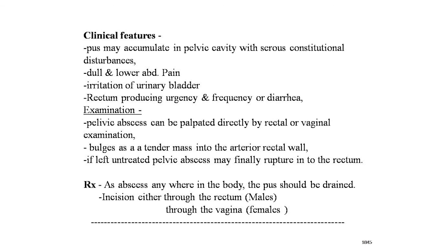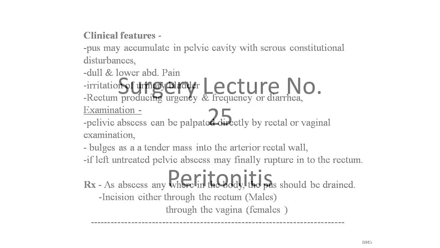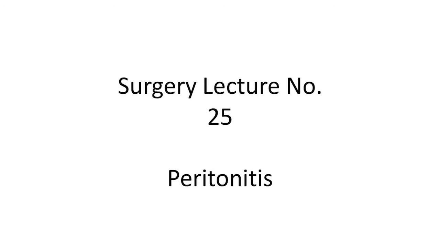Treatment: as with an abscess anywhere in the body, the pus should be drained. This is the common principle for all types of pus. Incision is made either through the rectum in males, which is very convenient, or through the vagina in females, which is the most convenient. Dear students, you can watch some good videos on YouTube regarding this to clear the concepts.